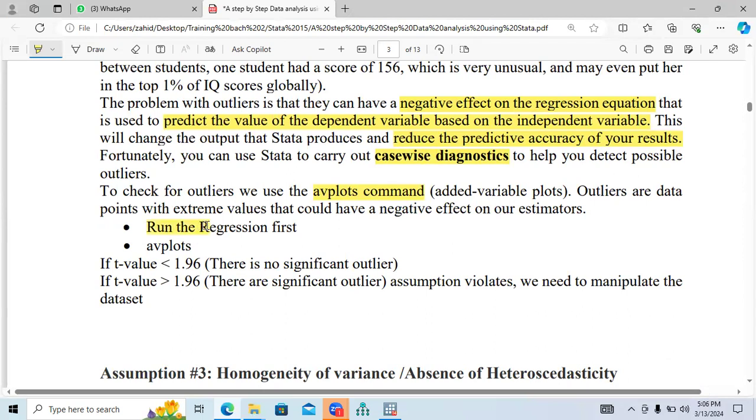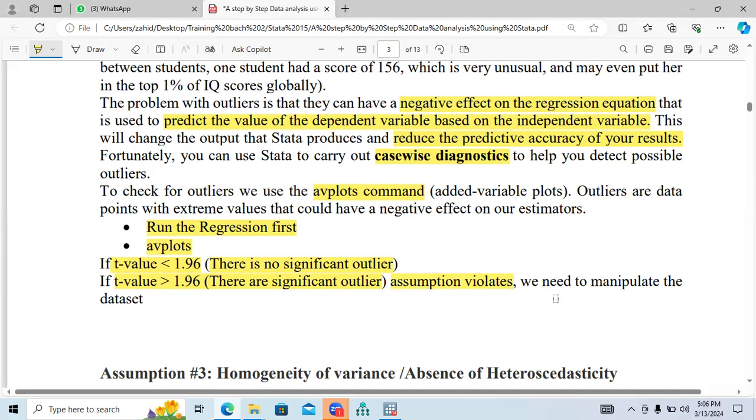So what is the procedure? First, you need to run the regression. Then you need to write AV plot. If the t value is less than 1.96, then there are no significant outliers. But if the t value is greater than 1.96, there are significant outliers. So in that case, the assumptions are violated, and we need to manipulate the data set.